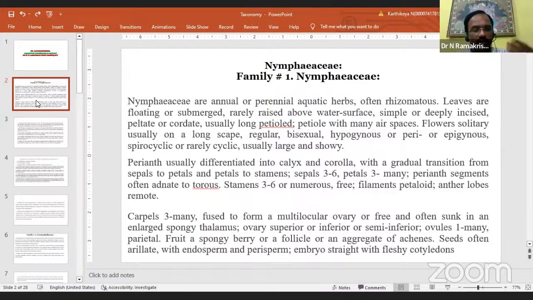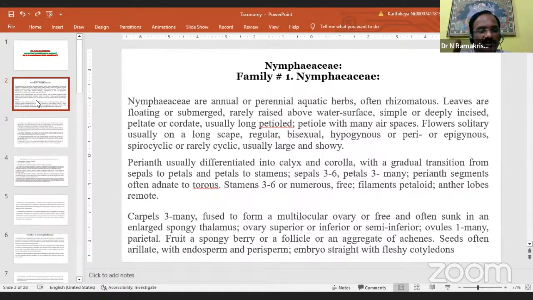Where the foundation for new organs or other parts is laid down is referred to as the pro-meristem. We also call that embryonic meristems. Where the starting is there, the division started here only. That area is the pro-meristem.